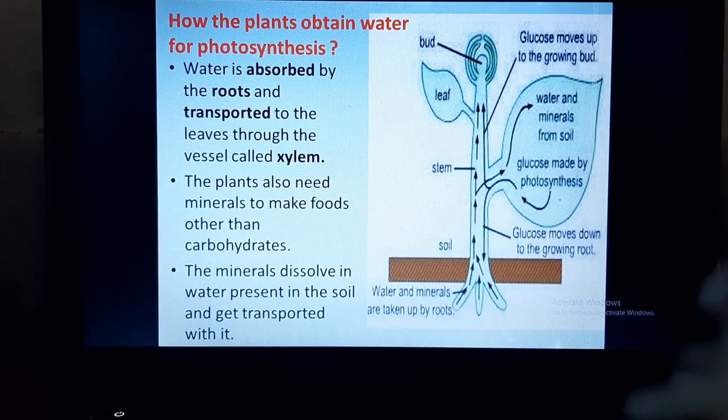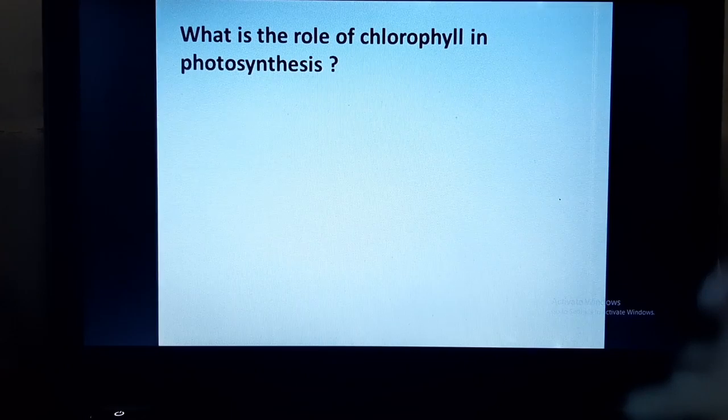Okay. Now here in this diagram you can see that water and minerals are taken up by roots and transported to the leaves, where these water and minerals from soil, along with sunlight which is coming from the atmosphere, and leaves where chlorophyll is present, the food is formed, or glucose is made by photosynthesis. Now this food is also transported to various parts of the body for various life processes. Now we need to study what is the role of chlorophyll in photosynthesis.